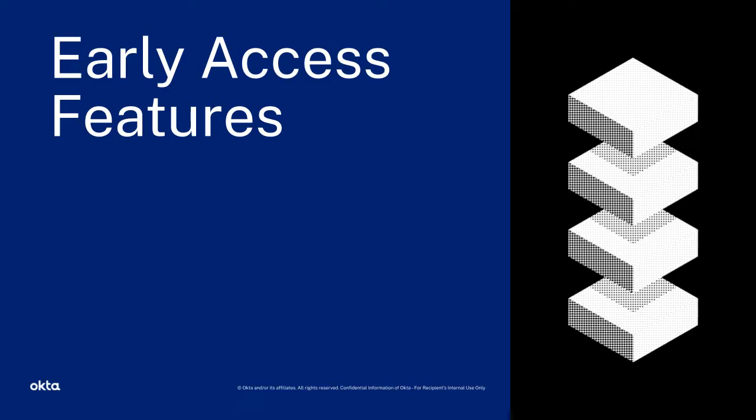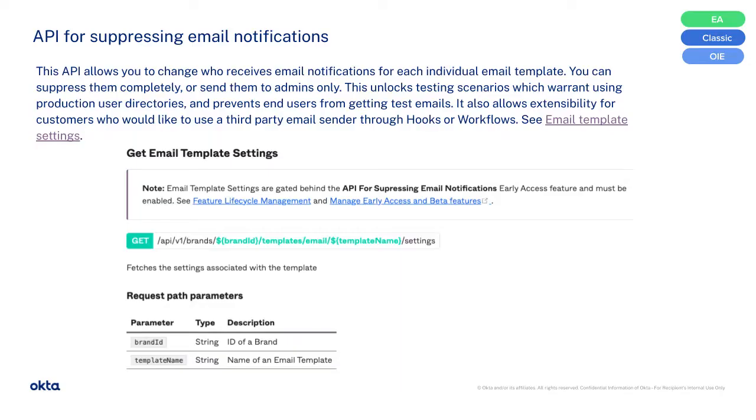Early access features. Early access for API for suppressing email notifications. This API allows you to change who receives email notifications for each individual email template. You can suppress them completely, or send them to admins only. You can also test scenarios which warrant using production user directories, and prevent end users from getting test emails.